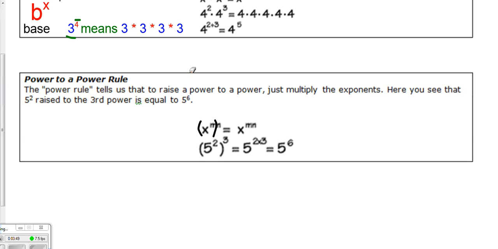Power to a power rule. I think there might have been a little mess up on yours. In your notes, they didn't have the parentheses. So what this means is x to the power of m, and it might make it a little more clear what they're trying to say. If you add in a parentheses here, to the power of n, x to the m power, that to the n power is the same as x to the m times n. So as an example, 5 squared, take all of that cubed, means 5 to the power of 2 times 3, so it's 5 to the power of 6.